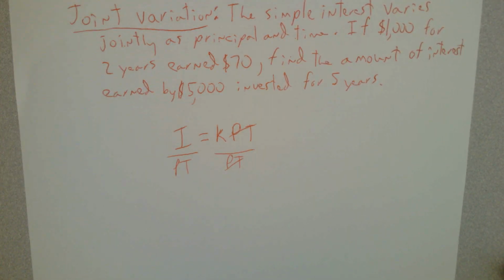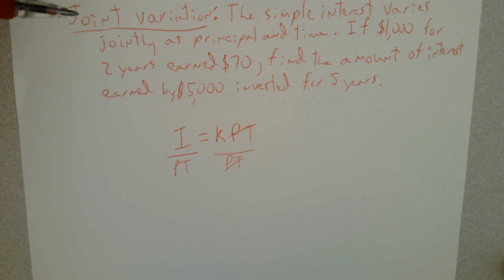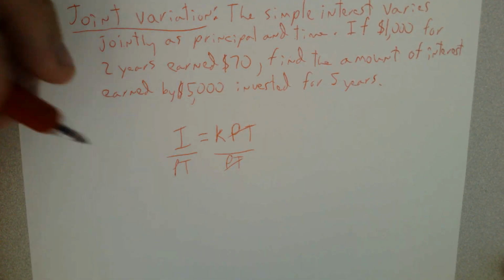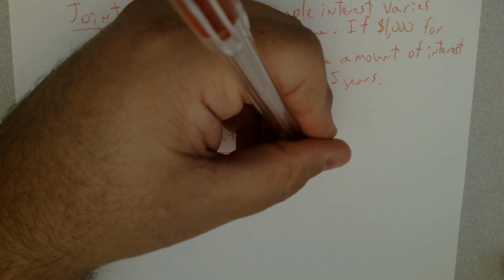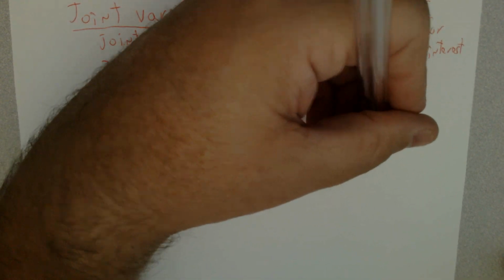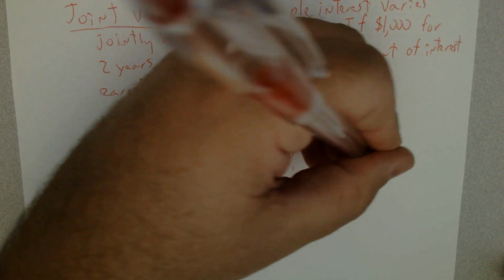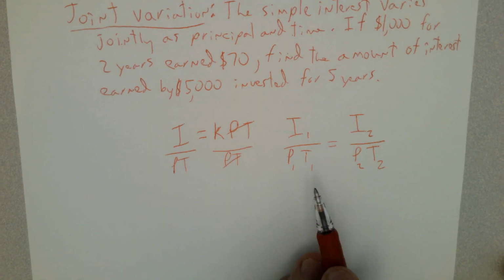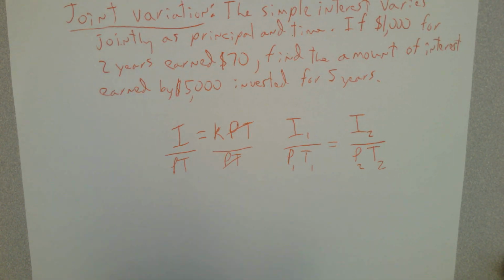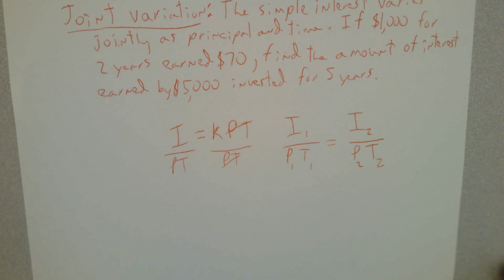Since K never changes, it's a constant, that means we can take whatever we solved K for and set it equal to itself for different sets of numbers. So basically, the interest in scenario 1 over the principal in scenario 1 times the time in scenario 1 equals that same setup, but for scenario 2. So interest in scenario 2 over the principal for scenario 2 times the time in scenario 2. Since these are both equal to K and we know K doesn't change, we can set up this relationship. And then we just need to plug in the values they gave us.